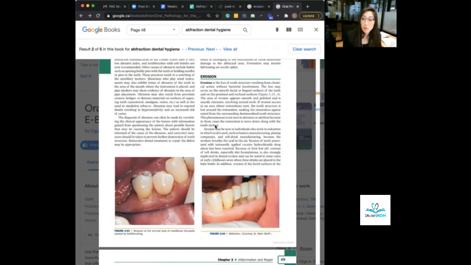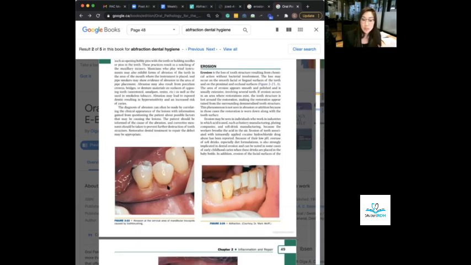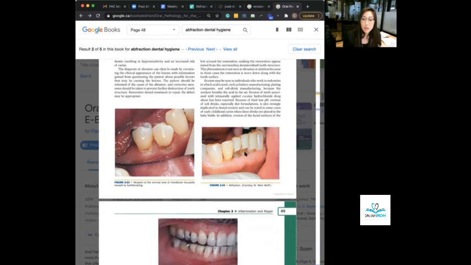This is from the textbook. I do not take any credit for doing this. Credit all to this textbook that is available for you to purchase. So here, as you can see, there's abrasion. There's abfraction here.